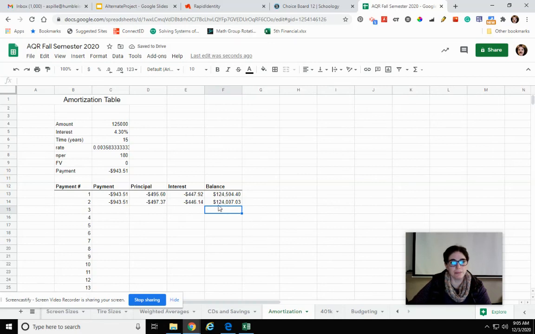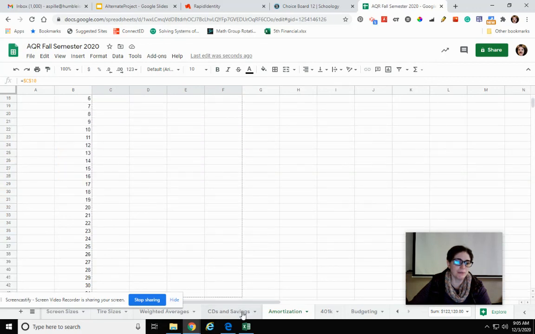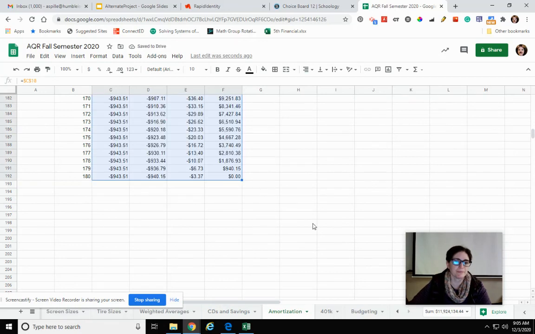So now it's set up the way I want it to. I'm going to highlight all of these, and click and drag all the way to the bottom of my table, all the way down to 180. And if I did it right, it should be a 0. Ta-da! So at the end of 180 months, I've paid it off.